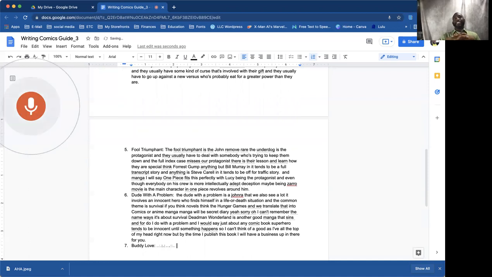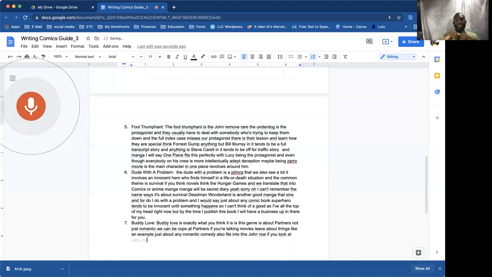Buddy love is exactly what you think it is. This genre is about partners, not just romantically. It can be cops who have partners. If you're talking movies, Lethal Weapon is a good example. Just about any romantic comedy also fits into this genre. If you look at mangas, this would typically probably be your harem kind of stories.